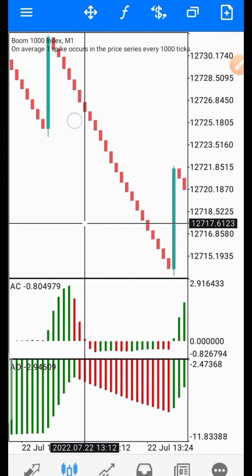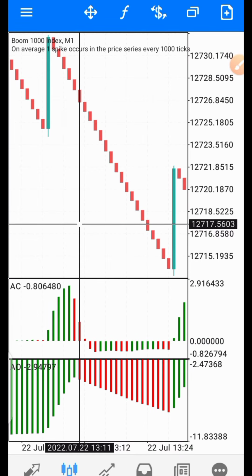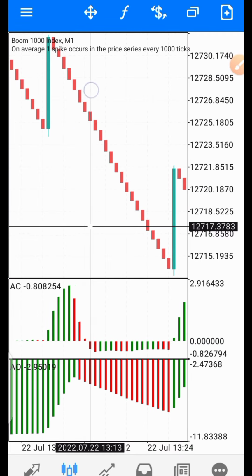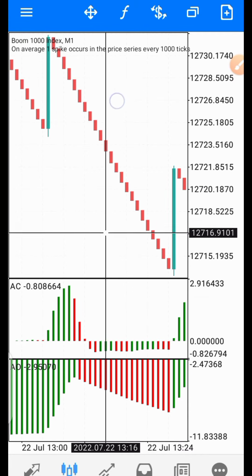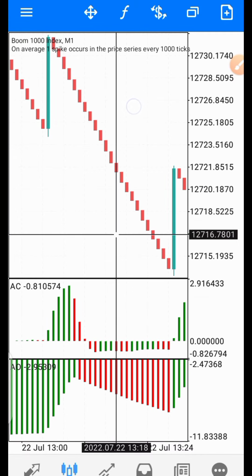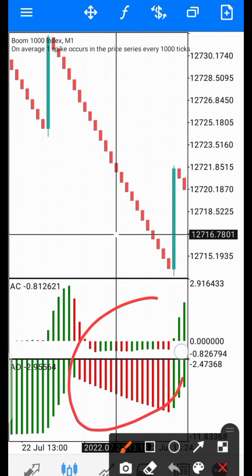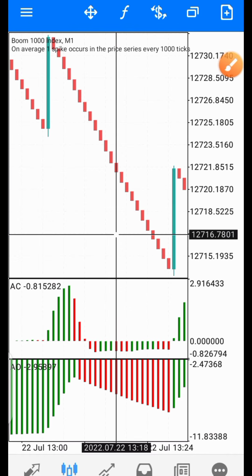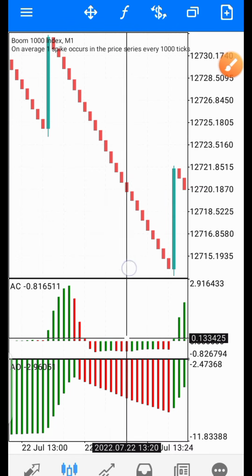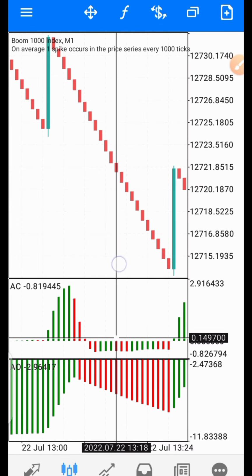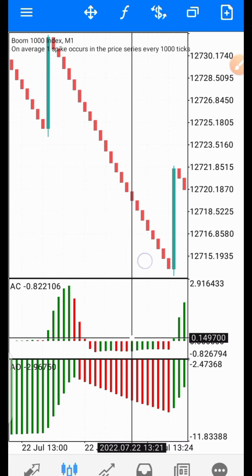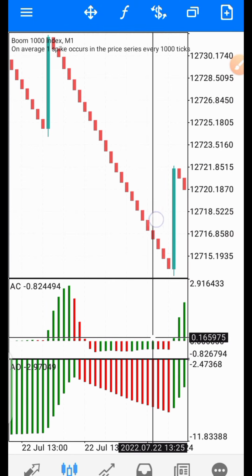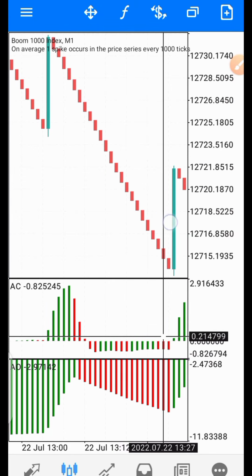Assuming you exit here, you still come after these three green candles. This is what I'm explaining in case you are not seeing that. So after these three green candles, you still enter here and exit. After these candles, you still enter here and exit.